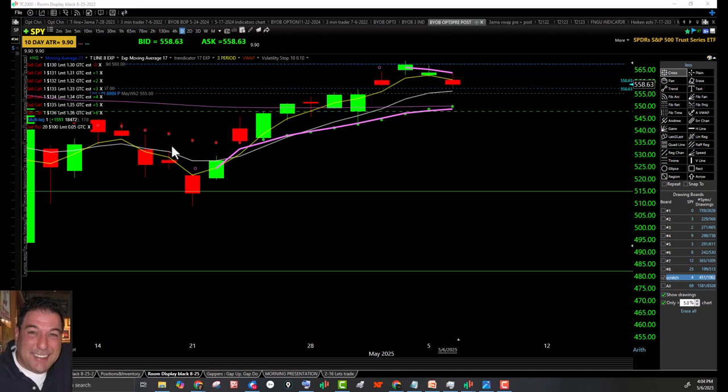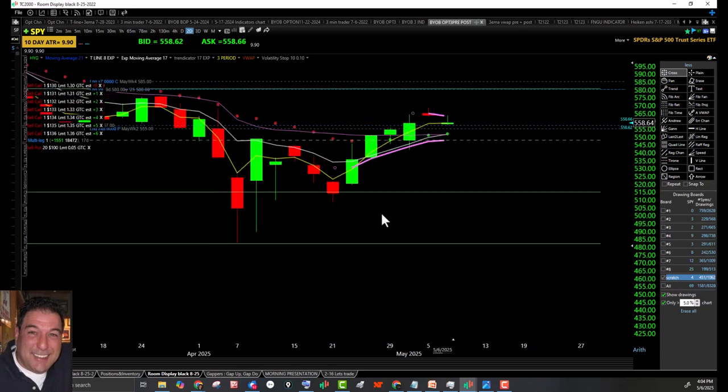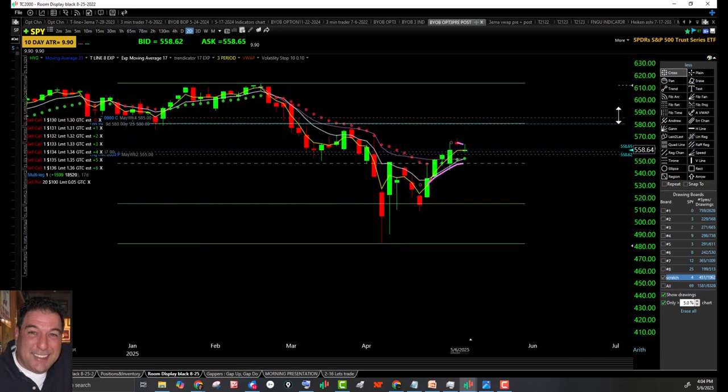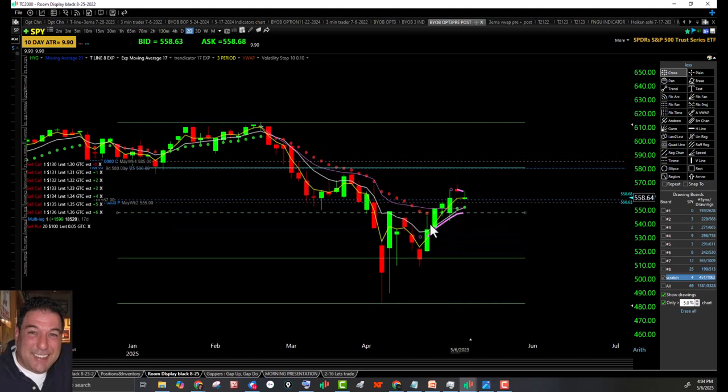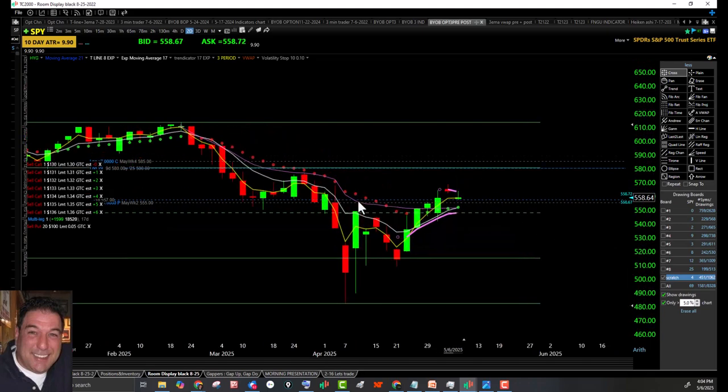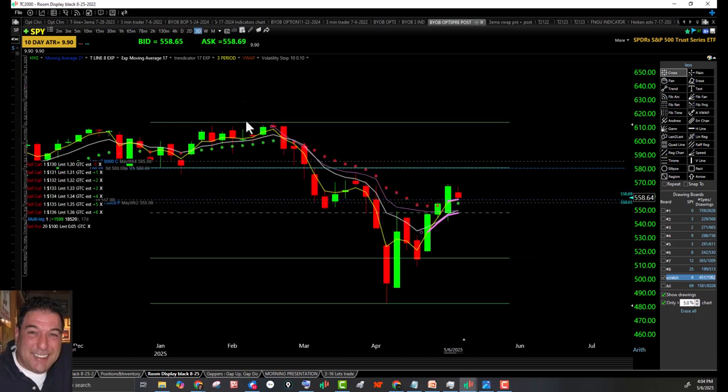Anyways, let's go back and take a look at the 2-day chart. Let's squeeze this in a little bit, move this down a little bit. 2-day chart still in a downtrend. They'd have to take out this high to negate the downtrend. 3-day chart still in a downtrend. They'd have to take out this high to negate the downtrend.